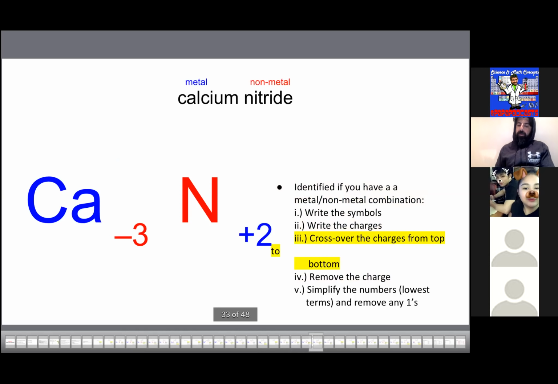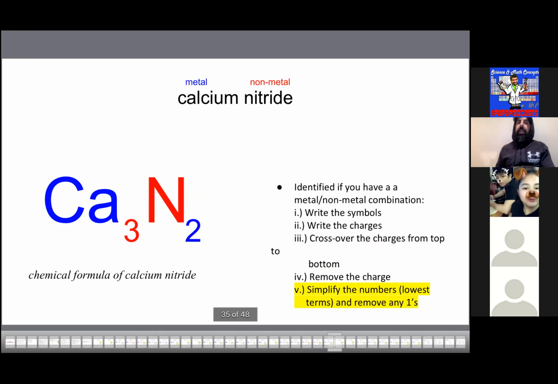So the +2, -3 are going to be crossed over. And then we're going to remove the charges, simplify. There's nothing to simplify. No number divides evenly into both of these coefficients, and there's no 1 to remove. So the formula is Ca3N2. And there is the chemical formula for calcium nitride.